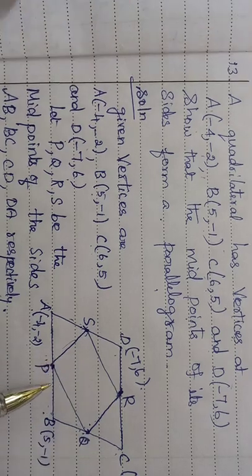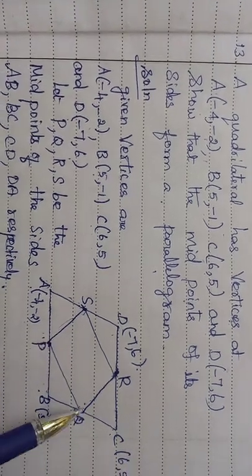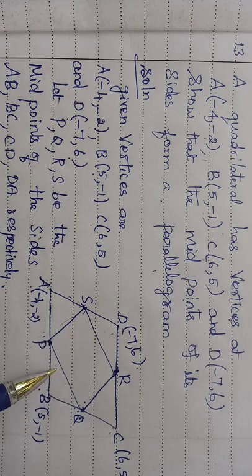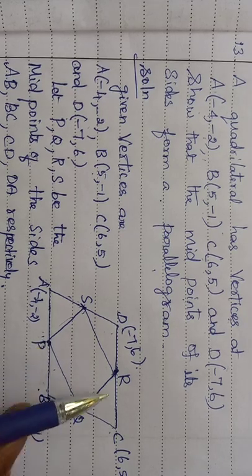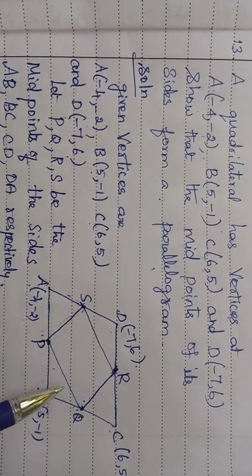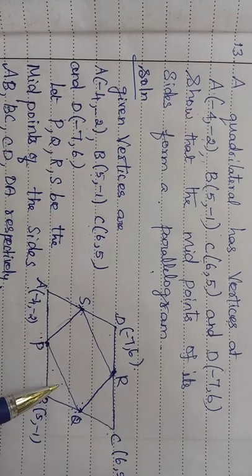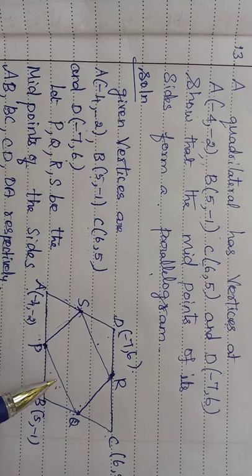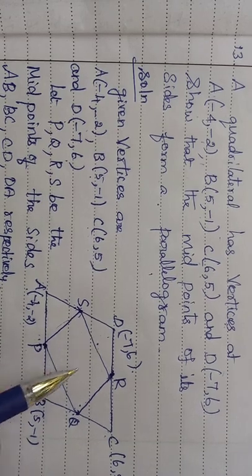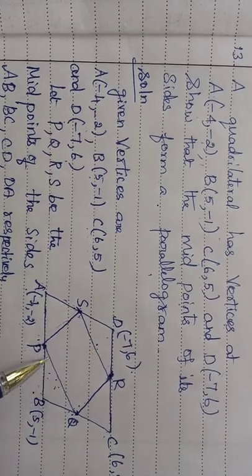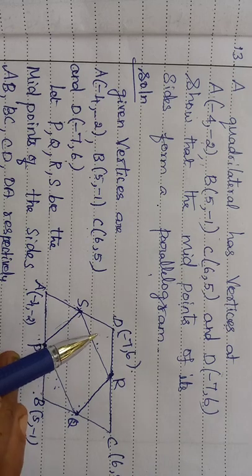Easily we can say using the concept of slope. We know that in a parallelogram opposite sides are parallel. So here in this PQRS, what are the opposite sides we have? PQ is opposite to RS. So we have to find the slope of PQ and the slope of RS, and check whether the slopes are equal or not. If the slopes are equal, we can say PQ is parallel to RS.